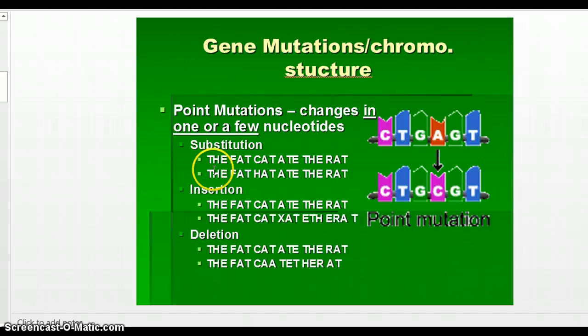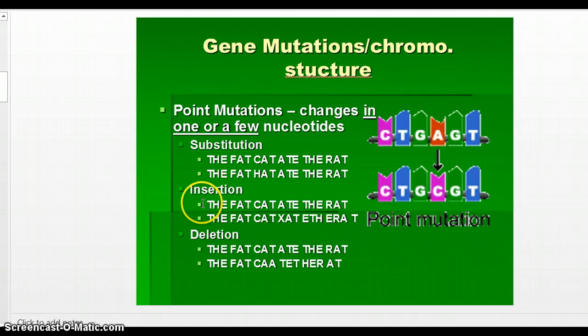So in this first example, we'll just say the top part is what it should read. The fat cat ate the rat. Well, now if you look, it says the fat hat ate the rat. What happened is the C was replaced or substituted by the H, but you still have 1, 2, 3, 4, 5, 6 codons.